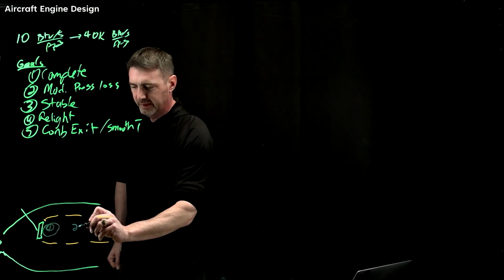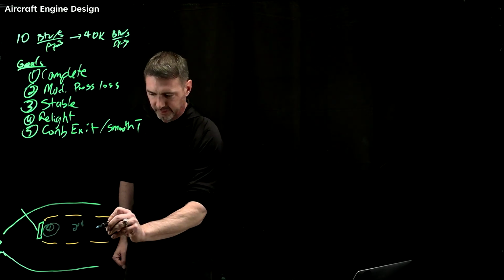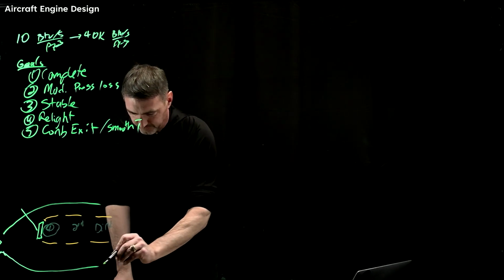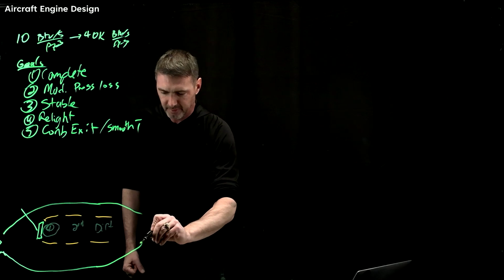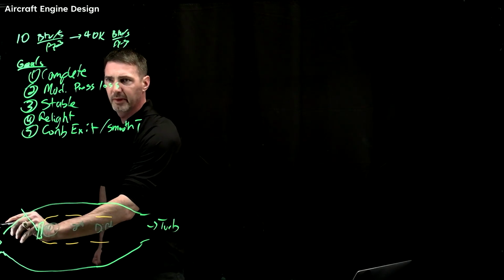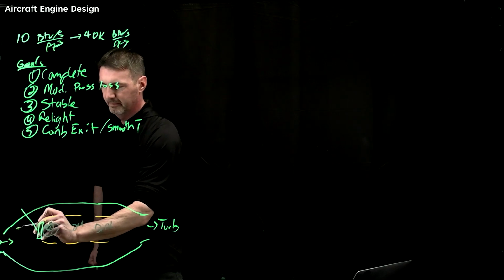And this is sort of your secondary combustion zone. And then this is also then called the diffuser. And then you're going to bring this back out and then mix it. And then this is going to go into the turbine. Okay, so that's from the turbine. This is from the compressor.